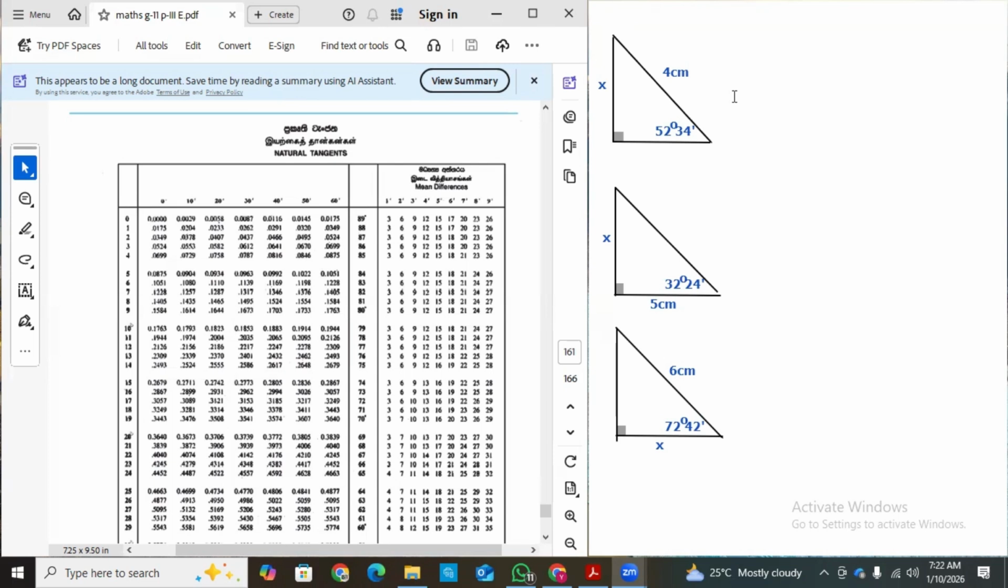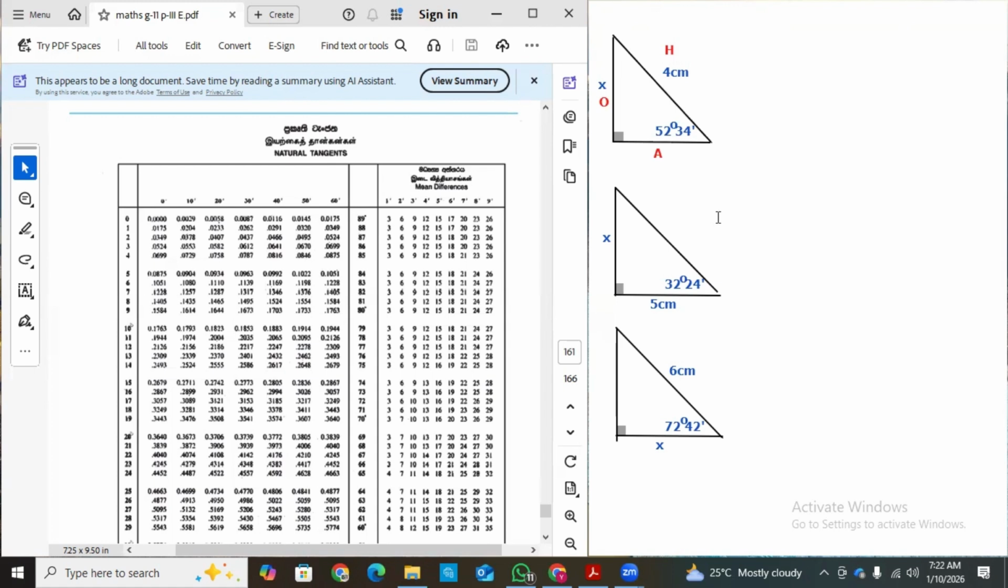Hello everyone. So here we are going to discuss how to simplify trigonometry questions. And first of all, we have to name the sides. Opposite to 90 degree, it's hypotenuse, and we are marking H there. And opposite to the given angle, that is opposite. And the last one is adjacent.